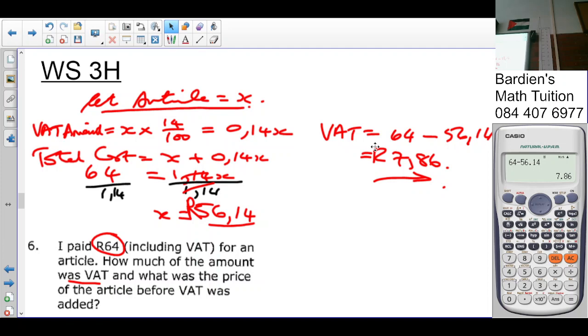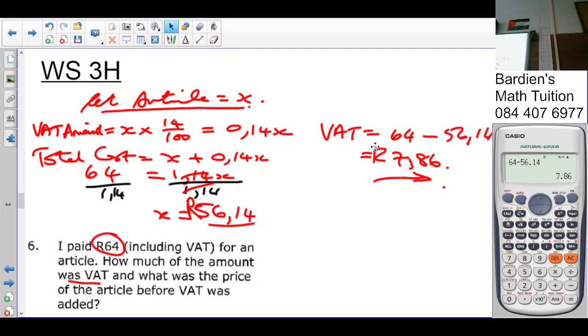Not right. If you see what happens, you have actually worked out the VAT on 64 rand, then 64 minus 8,96, and then you take 55,04%. That's wrong. I'm trying to explain to you why.